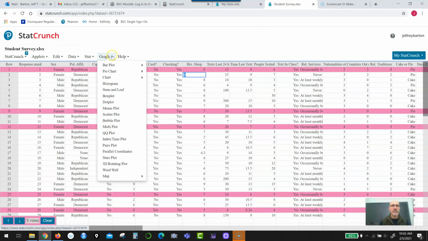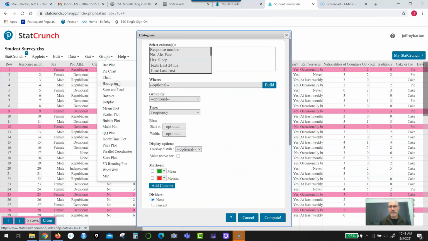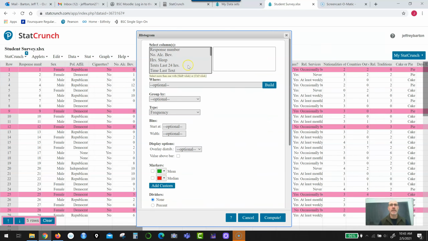All right, what about a histogram? So this is like a bar chart, but it's for quantitative variables. And we're going to do texts again.